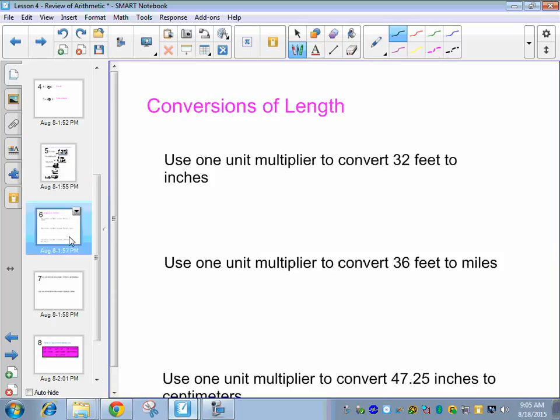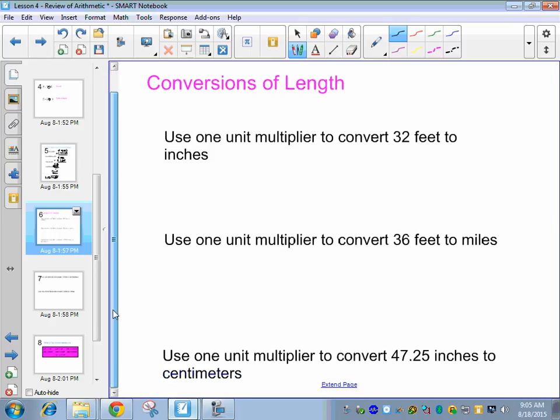All right, next one. Okay, so conversions. Have you guys encountered conversions in a science class or maybe another math class? Okay, good. So we use the same sort of cancellation as we do when we're doing fractions, because we want to get our units to cancel out this time. So use one unit multiplier to convert 32 feet to inches. So we're going to start with our 32 feet.